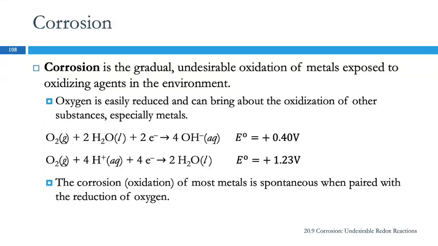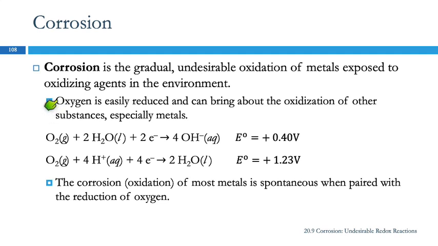Last section, corrosion. Corrosion is the undesirable oxidation of metals. Think rusting. It's gradual, but it destroys the metal, and so whatever you've created out of the metal is going to be compromised. What I want you to get out of this section is just a basic understanding of how corrosion occurs and what sorts of things we can do to prevent corrosion.